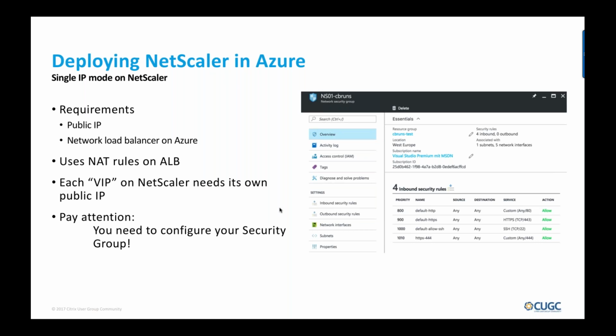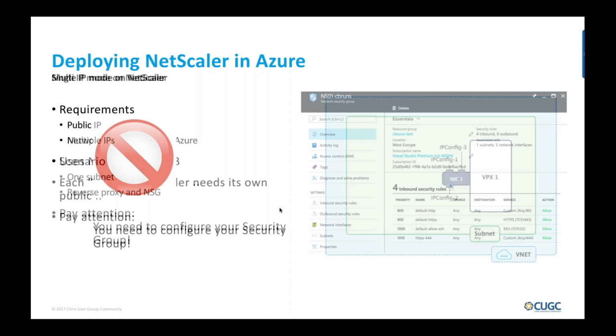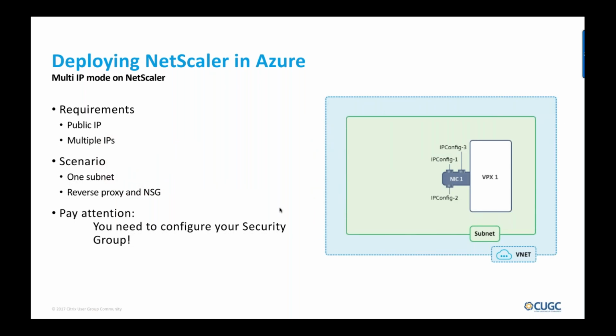A very important thing to know is that you have to configure your security groups in Azure. There are some inbound and outbound rules you have to configure. You can see it on the right screen. I've configured some settings for HTTP, HTTPS, and for the test scenario also port 444. So this is single IP mode, which I mentioned you shouldn't use. Use a configuration like this so that you use multiple IP addresses on your NetScaler.